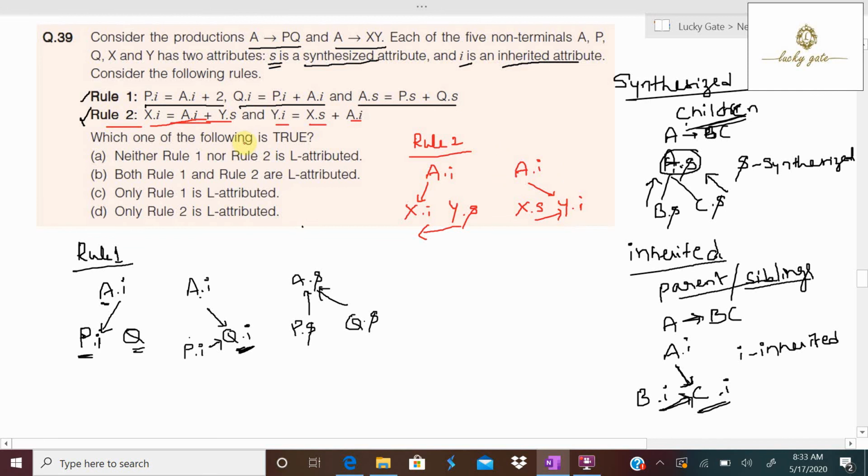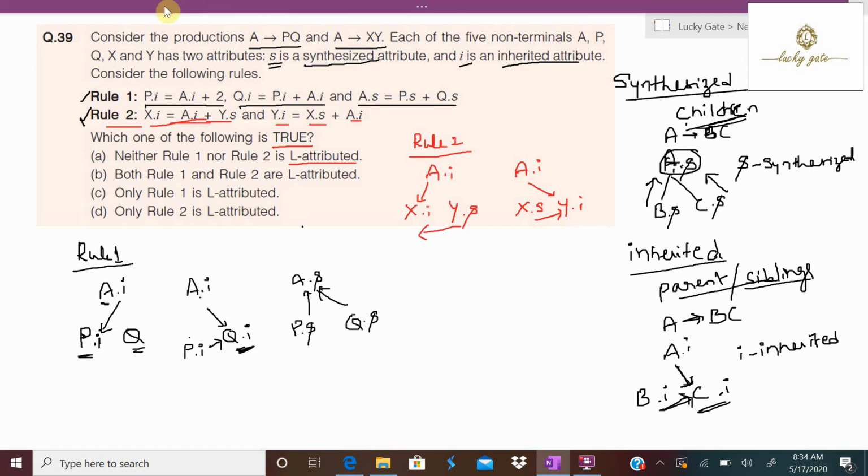Now coming to the question, which of the following is true? Here the question is about L attributed definition. The options: neither rule 1 nor rule 2 is L attributed; both rule 1 and rule 2 are L attributed; only rule 1 is L attributed; only rule 2 is L attributed. Now the question is about L attributed.